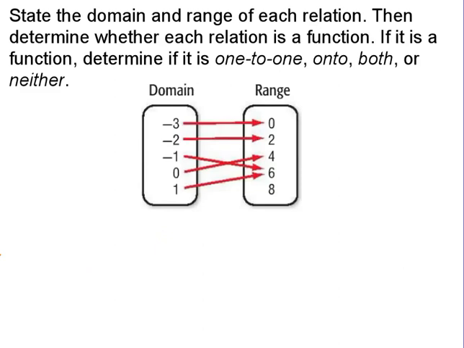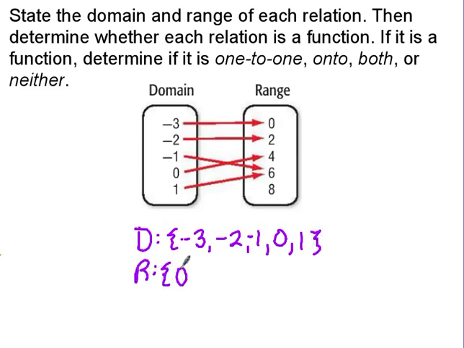So let's go ahead and look at this one. State the domain and the range. You've already got the domain. What's the domain going to be? Yep. Now you still have to list it, even though it is labeled. It should be fairly easy to write out the numbers. Okay, the range is 0, 2, 4, 6, 8. So is this a function, yes or no?